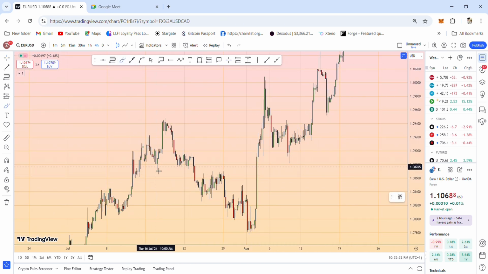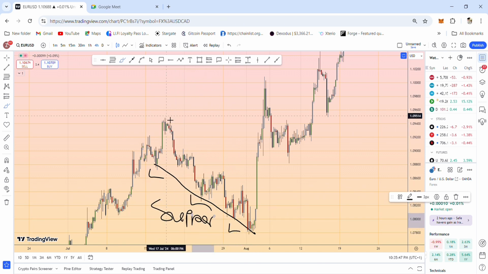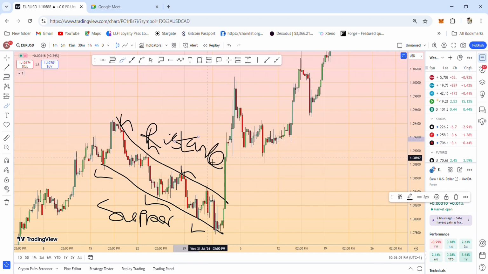So like this is an example. We have our lows, our support: the low, the low, the low. So this support, support. Then we have the highs, the high, this resistance. So that's the resistance.